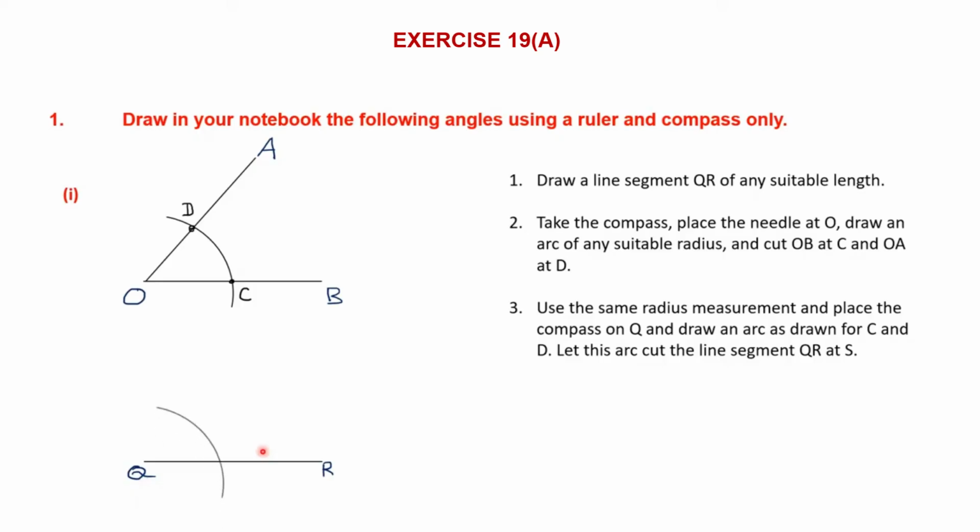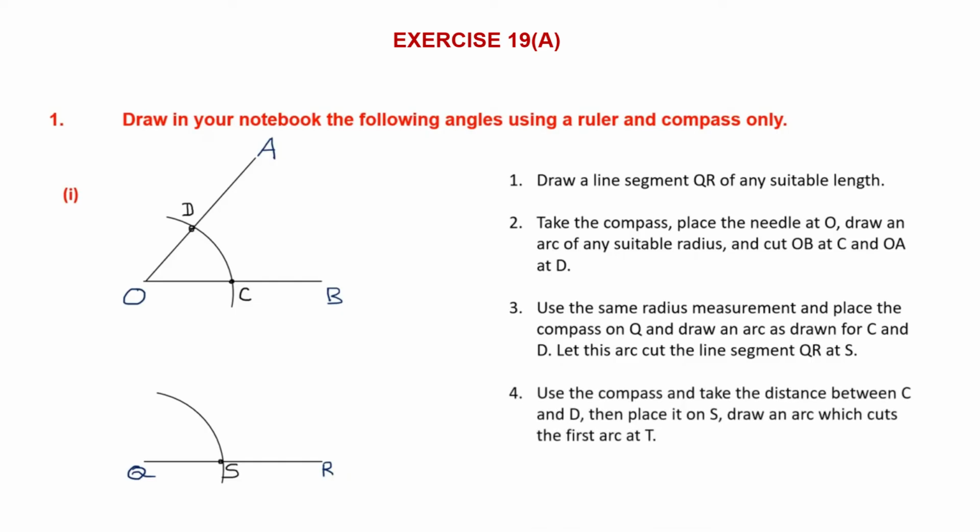So what do we get? We get an arc just like the previous arc, just like that. And now we're going to name it here. Now this arc has cut QR at a point and we're going to name that point S. So let's name that point as S. Okay, now what is the next step?